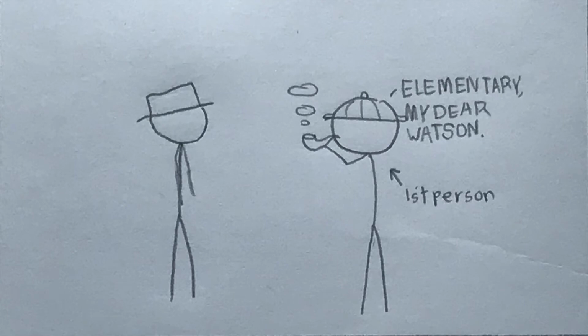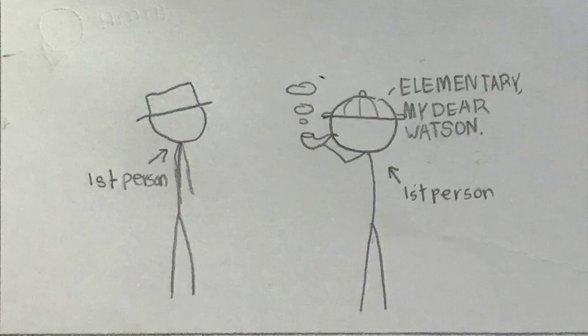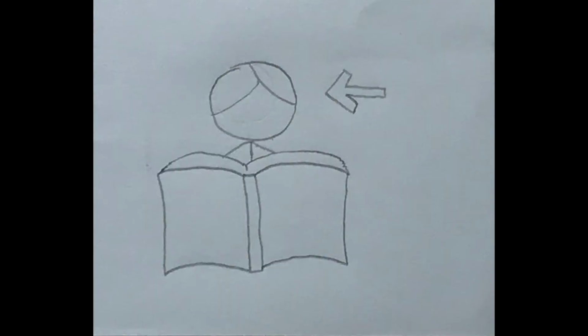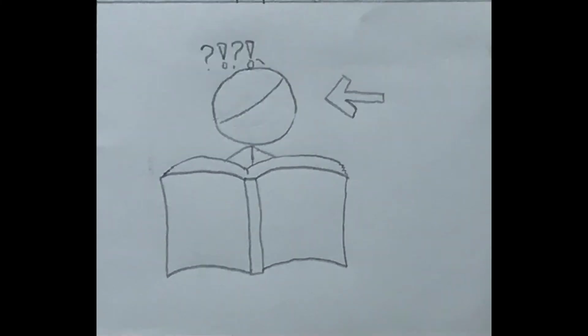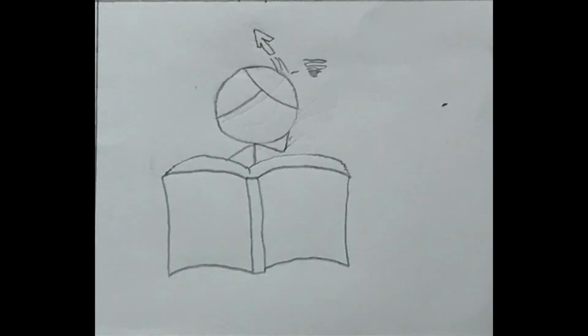First up, first person point of view. This is when a character is the narrator. Usually it's the main character, but really it can be any character in the book. When you're reading a second person point of view book, it'll say you are confused, you grab something, you shake it, you throw it away, and so on.